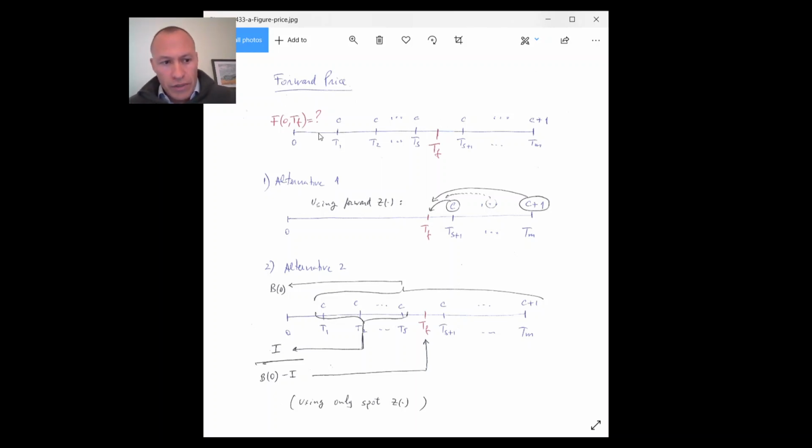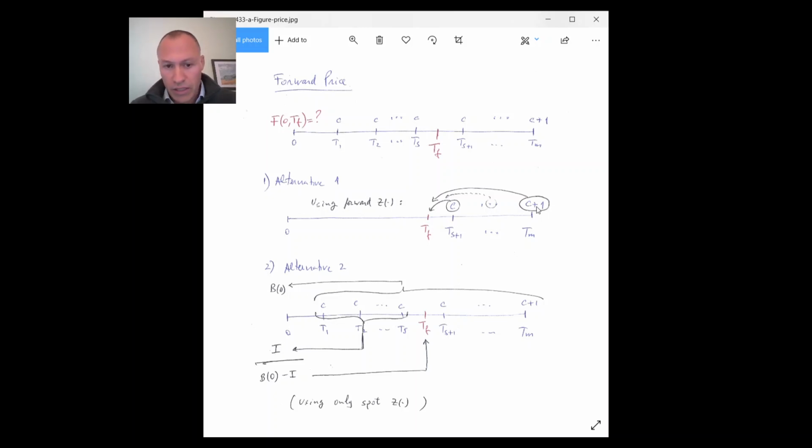So two alternatives. The first alternative is the following. The forward price that we set today is given by the value of the coupons that happen after the settlement date, so these coupons here from TS plus 1 until TM, discounted to date TF using forward discount factors. For example, this coupon from here to here is discounted using the forward discount factor that I compute today, given the current term structure of interest rates, for the period between TF and TS plus 1.